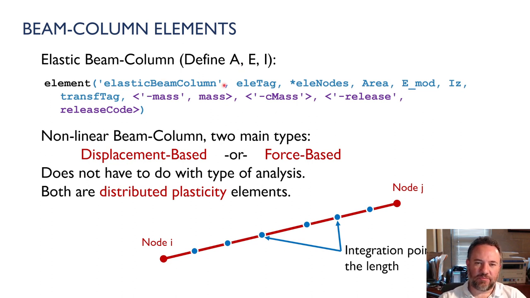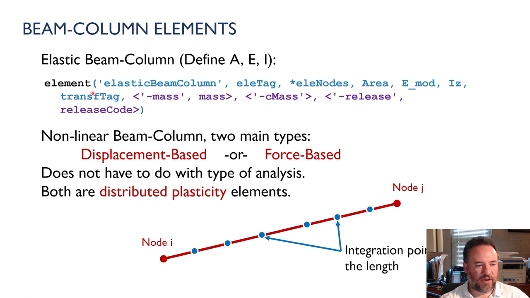So I just say elastic beam column, I give it a unique tag, I say which nodes it is connected to, again, so where is it in the model? What's the cross-sectional area? What's the Young's modulus? And what is the I, the second moment of area or moment of inertia? And then you see here is the transfer tag that I was mentioning before. This defines the geometric transformation, which we're going to talk about later.